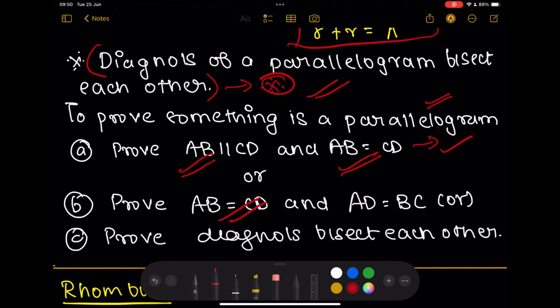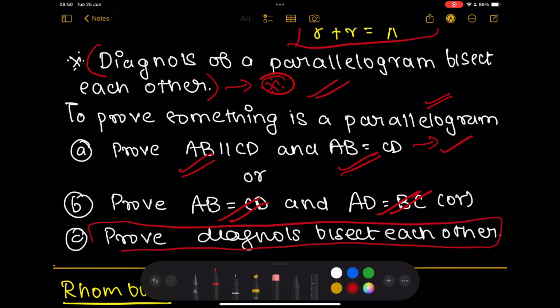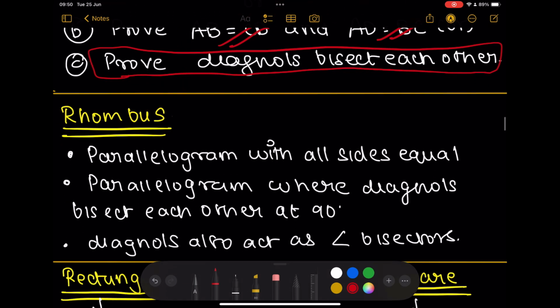Second thing you can do is prove AB equal to CD and AD equal to BC. Then also you'll be able to prove it's a parallelogram. Third, you can prove that the diagonals of the figure given in the question bisect each other, and therefore you can say that you're applying the rules of a parallelogram. Then you will be able to solve the question.